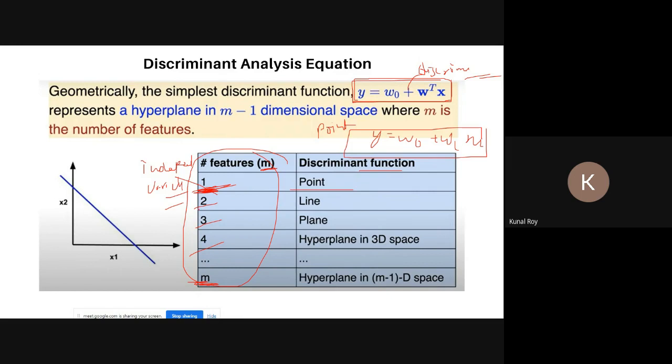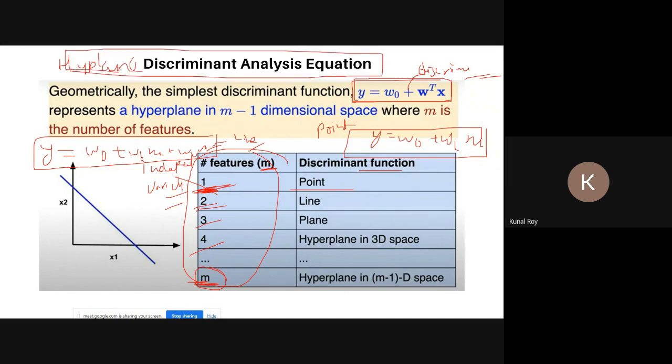If m is equal to 2, y will be equal to w0 plus w1 x1 plus w2 x2. If this equation is considered, we can say that it is a line discriminant function. If there are m number of variables, it is a hyperplane, so the name is hyperplane discriminant function, which is very important for the discriminant analysis. And this m is totally dependent upon how many variables you are considering to separate the classes.